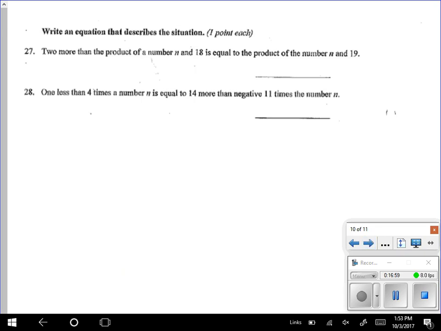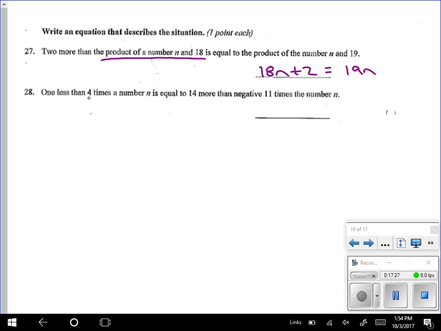Okay, and our last couple questions here, we have to be able to write these equations. We did this in the bell work. So 2 more than the product of a number n and 18. The product of a number n and 18 would be 18n, because product is multiplication, and 2 more than that would be plus 2, is equal to the product of a number n and 19. Well, the product of a number n and 19 is multiplying, so there we go.